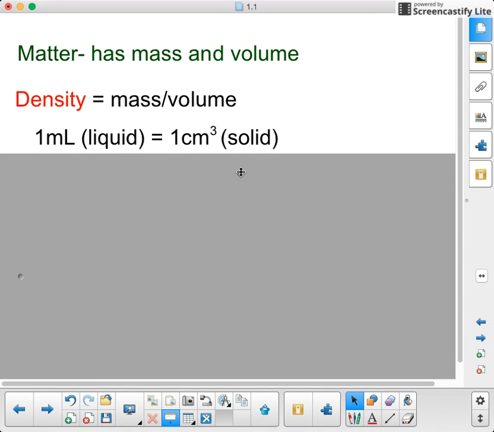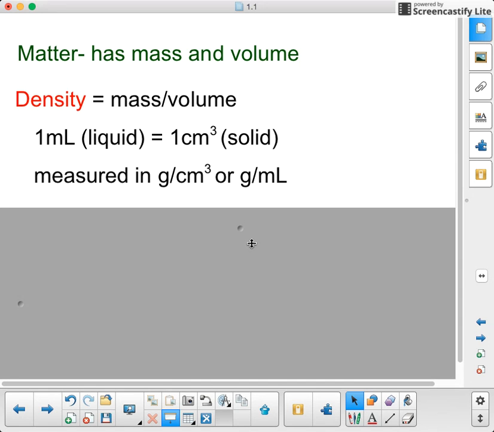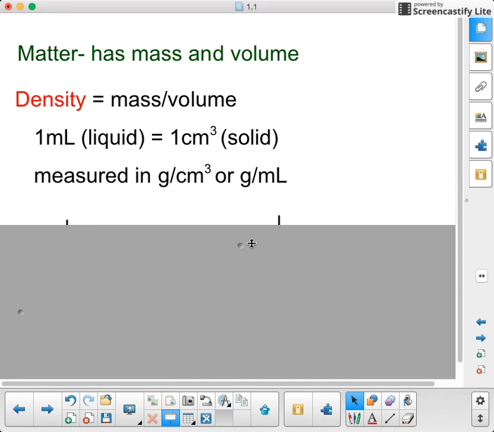And an important conversion that we'll come back to in a little bit, 1 milliliter of liquid volume is equal to 1 cubic centimeter of solid volume. So that means that we can measure density in either grams per cubic centimeter or grams per milliliter. Remember to make that little 3, it's called a superscript. You highlight it and hit Control period. And then when you're done and you want to go back to regular font, highlight again and hit Control period a second time.